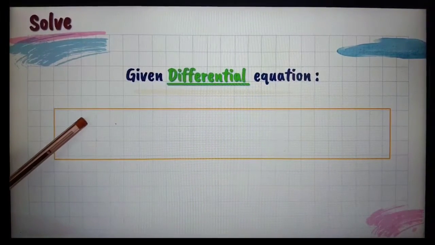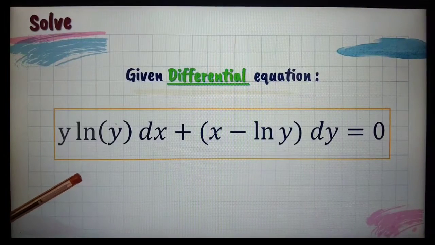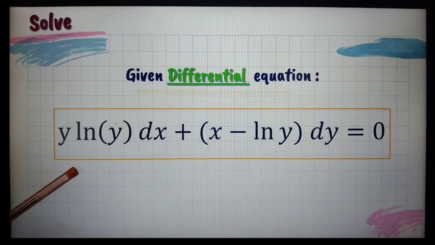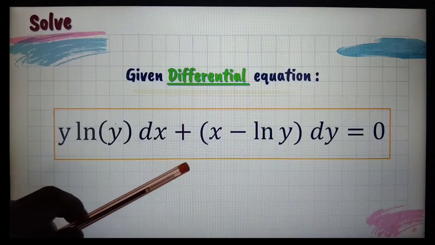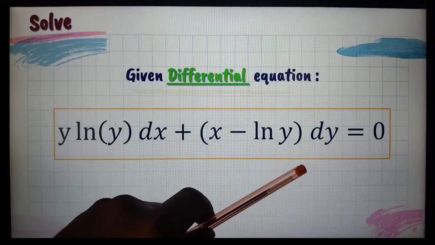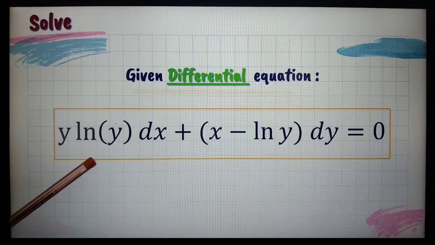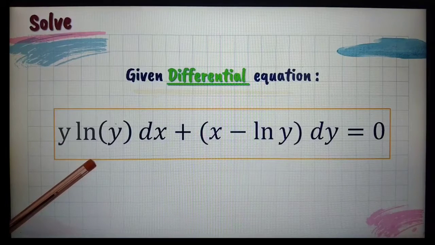So, I have here the given differential equation, which is y ln y dx plus (x minus ln y) dy equal to 0. As we can see, this differential equation is an example of a non-exact differential equation. So we are going to solve for the solution by determining the integrating factor.